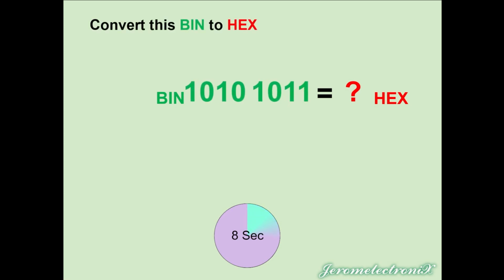Okay, go. Well, the nibble on the left is a 1010. That's a binary 10. That's an A. The one on the right is an 8 plus a 2 plus a 1. That's an 11. So if it's a 10 and 11, that's going to be an AB. Hopefully that made sense to you.